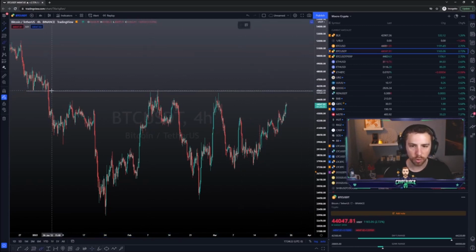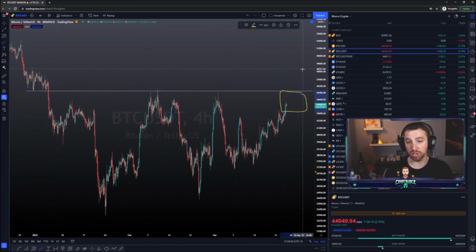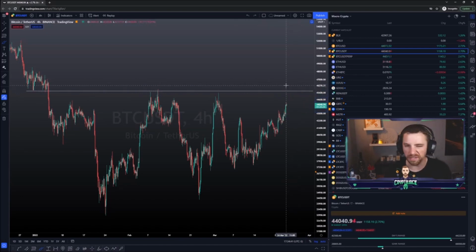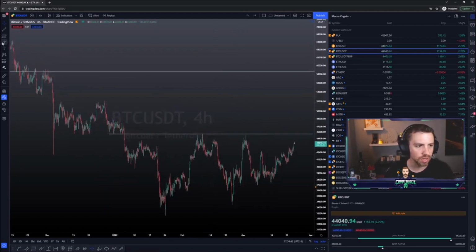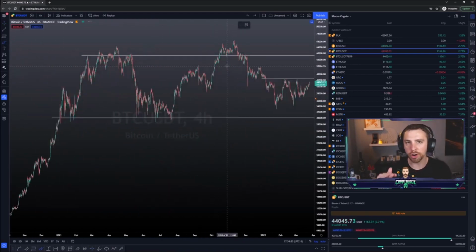Well, what is this? 45,600. Lots of tests here, test, and then it looks like we're potentially making our way up to that. So about 45,500, somewhere in that. One of the things you need to keep in mind too is whenever it comes to these support resistance lines, never think of it as a hard, to the dollar, to the penny kind of line.